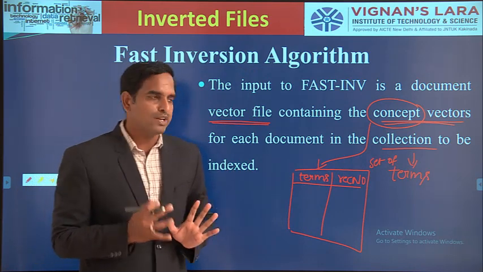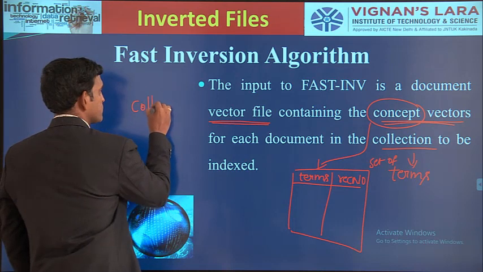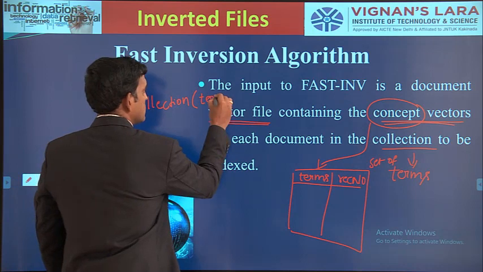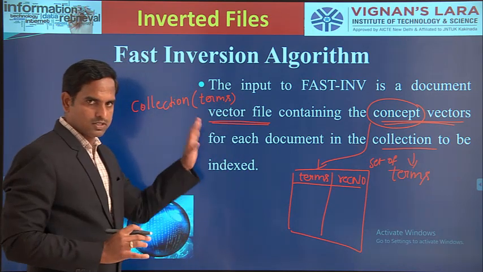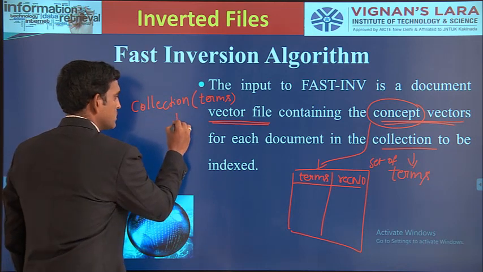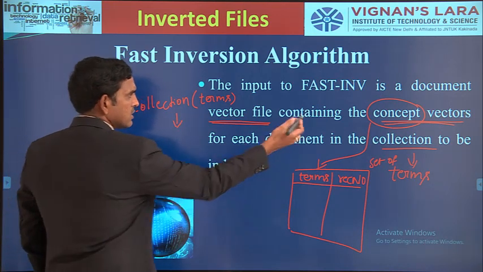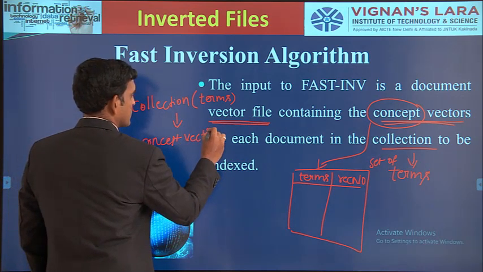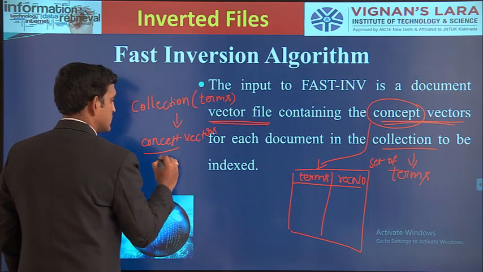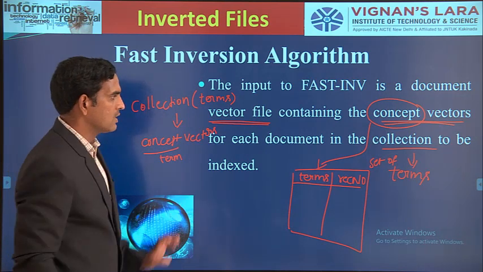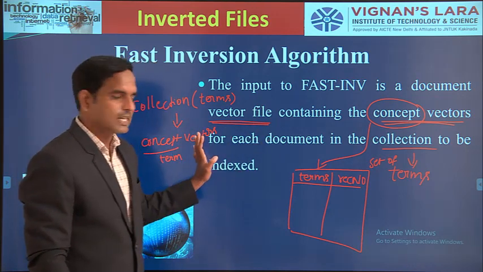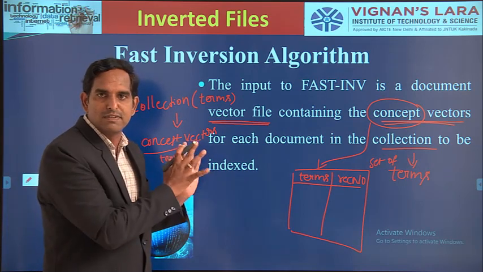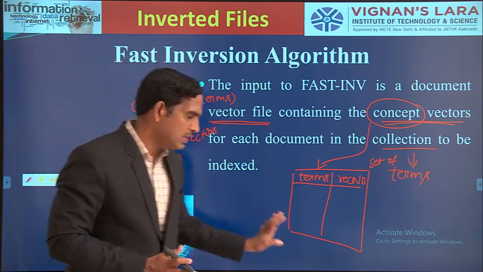So what we are trying to define is, we will be having a collection. This collection will be predefined. We will be having terms which need to be indexed. From this, we will be creating concept vectors. These concept vectors are nothing but term vectors, and which document contains which term will be defined in a similar manner. It is just a difference in terminology, but otherwise it is a similar thing.